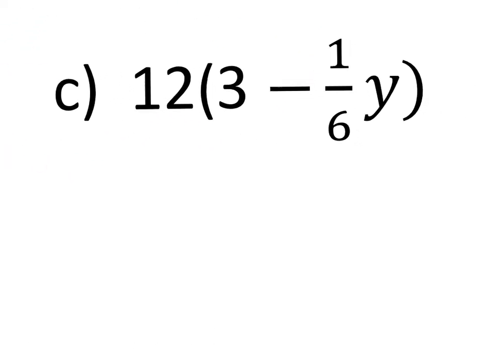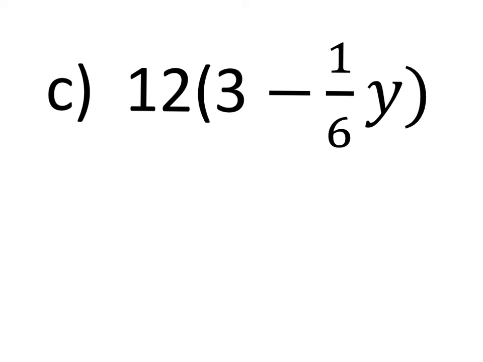All right, now on this guy, same thing. We're going to take the 12 and distribute it. We are going to deal with a fraction. So we'll take the 12 times the 3 and get 36 minus. Now 12 times 1/6. If you've got to do a little scratch work off to the side, go ahead and do that. Remember, 12 would go over a 1, and then you could cross cancel. This would go to a 2 and a 1, so you'll end up with 2y.